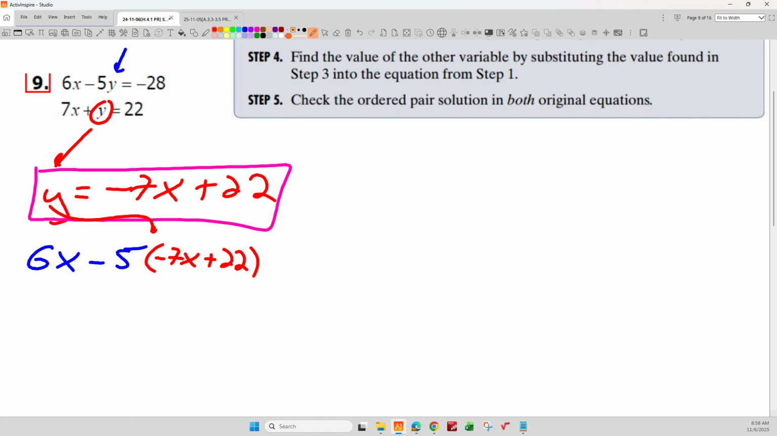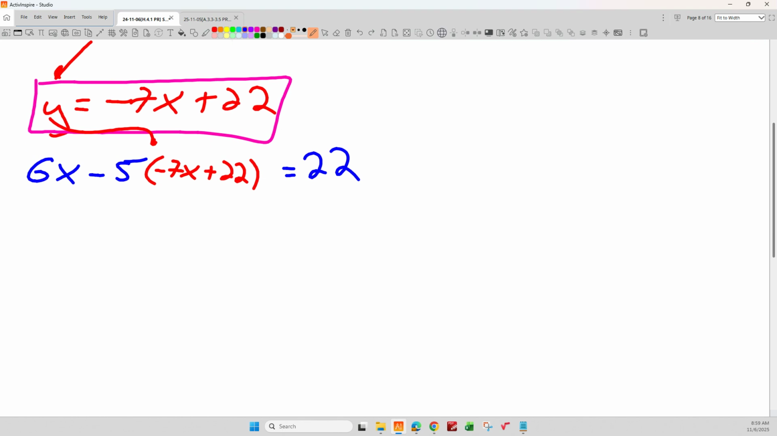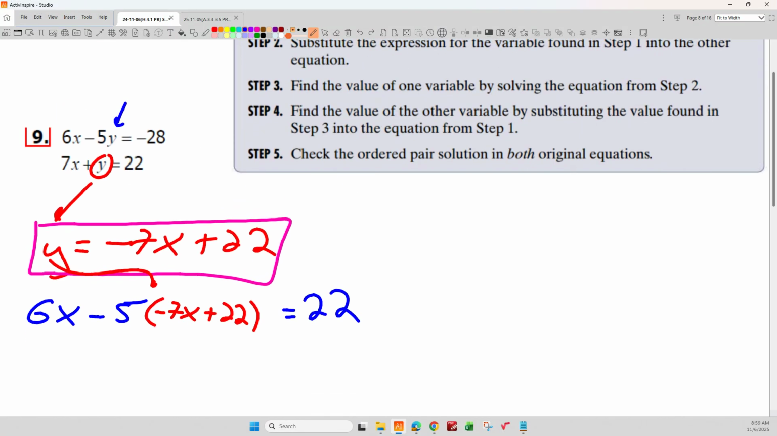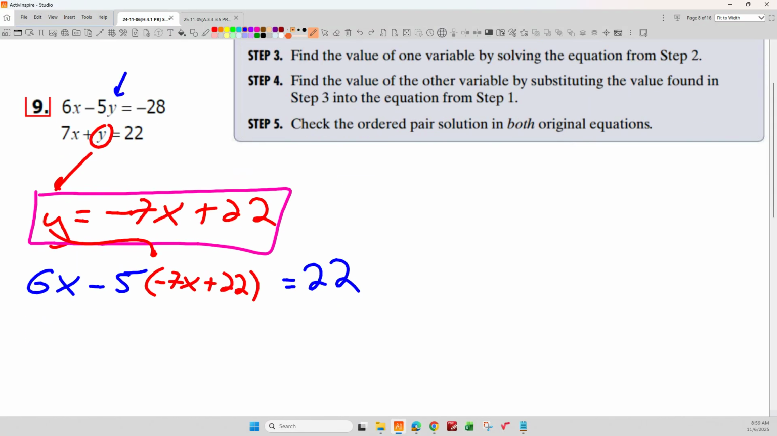Okay, and then that's just my y value, so that's all equal to 22. I can solve that equation because it only has one variable, right? Let's say it again. Oh, you're right. I put in the wrong number, didn't I? Top equation, right? So it's negative 28. Good eye.